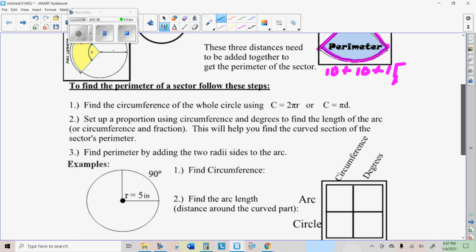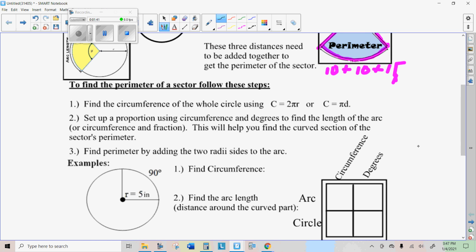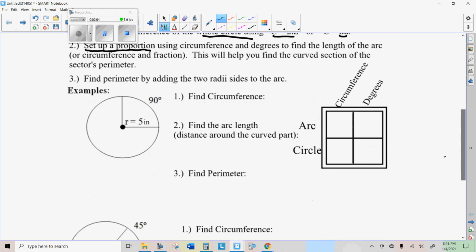So here, if you forget how to do it, you can go back and look at these steps. Find the circumference of the whole circle using the formula for circumference. It's either 2 times the radius times pi or diameter times pi. Then you're going to set up a proportion like we did to find the area of the sector to get that part of the arc. And then the last thing you have to do is just add the 2 radii. All right? So I'll do one for you, and then you can try one here.